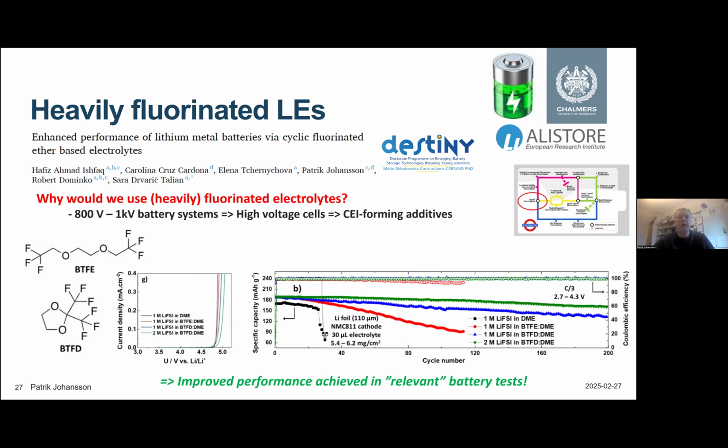And here we do that by having a CEI forming additive. So thinking that, okay, we will have high voltage electrodes. In this case, we do it with NMC 811, and we see what happens if we take a few of these fluorinated additives. And it's not as easy as just bringing in a fluorinated additive. It's not that easy to just play the game of having this concentration or that concentration. Here it's actually several things. We go from 1 molar to 2 molar of LiFSI in the solvent mixture of DME together with the BTFE, the cyclic fluorinated ether. And we see that we get a much improved performance, not only by the chemistry, but also by this compositional space of adding twice as much salt to the solvent.